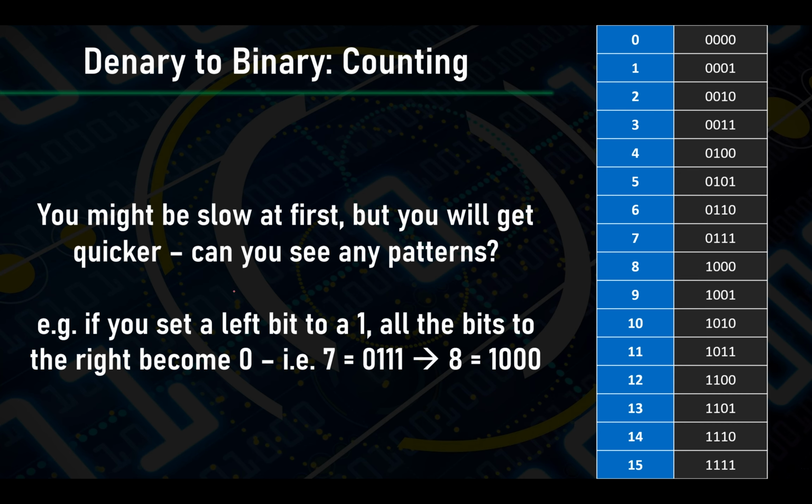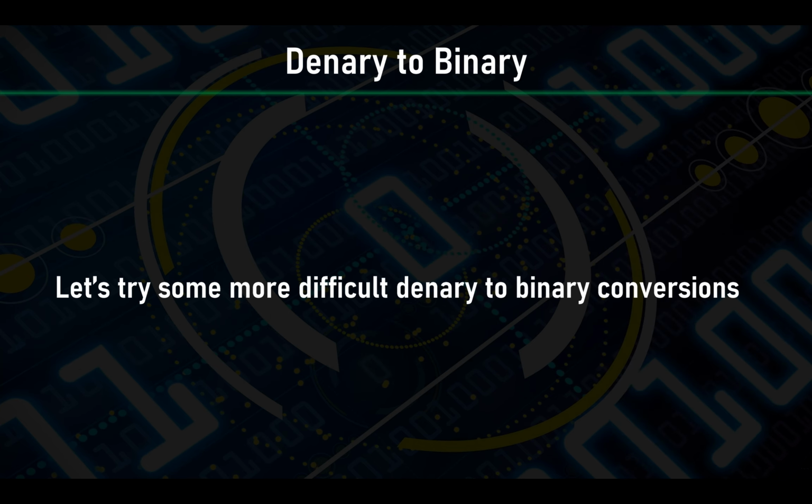So, for example, one pattern is, if you set a left bit to a 1, then all the bits on the right will become 0. So, for example, when we go from 7 to 8, we're going to be setting this bit here to a 1 to represent the 8. Therefore, all of these bits on the right are going to become 0. Likewise, there are other patterns that you'll notice with more practice.